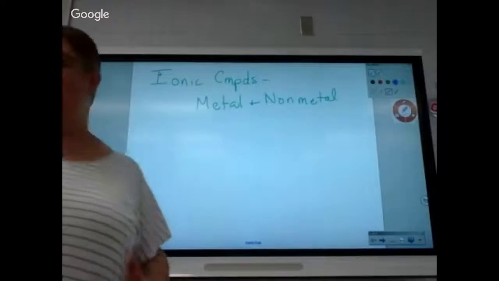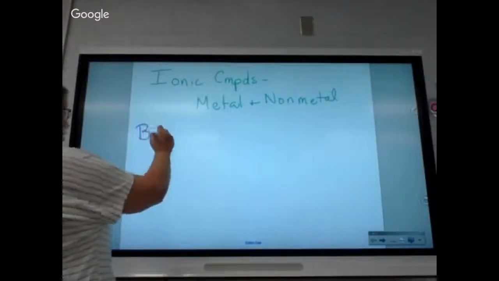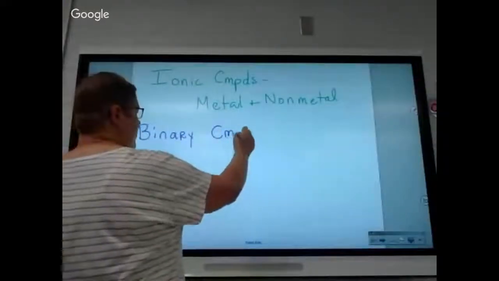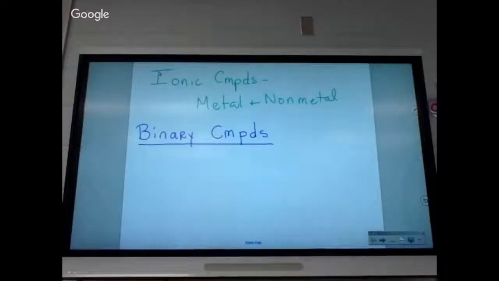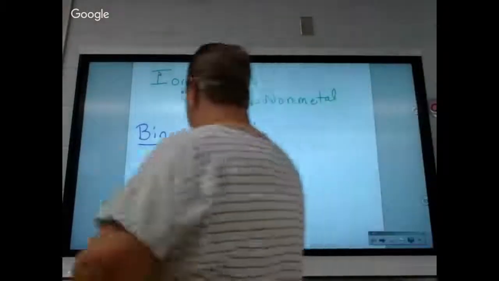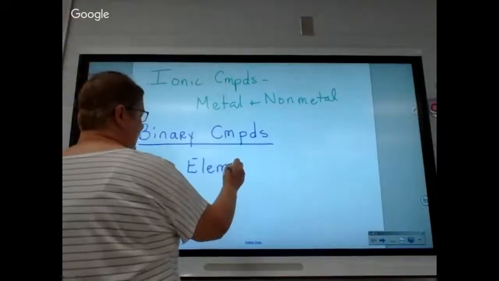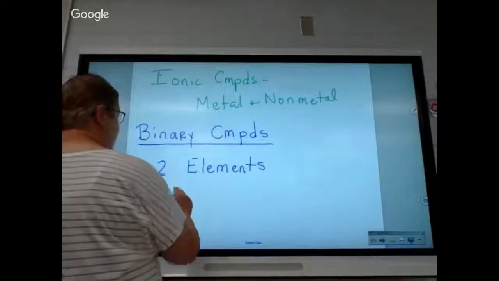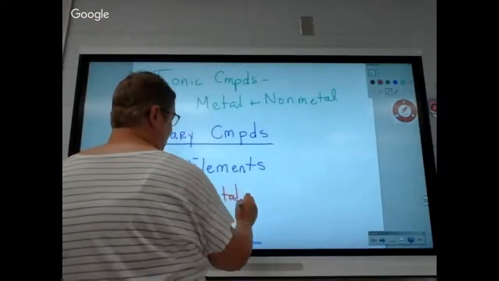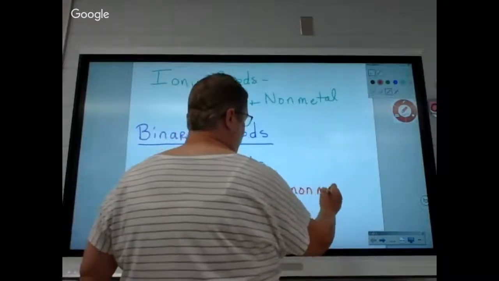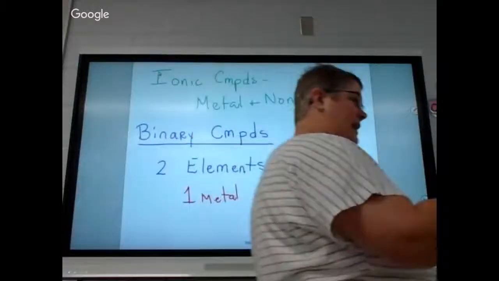Now, we're going to start with binary compounds because they're the easiest to do, okay? Binary compounds are the absolute easiest, and just like I've said many times, those of you who had a good 8th grade experience, like Tyshawn had, you probably did this in 8th grade. Binary compounds mean what? What does binary mean in math class? Just two elements. Okay. So, binary compounds are simply two elements. And since we are talking about only two elements, we know that it will be one metal and one non-metal.